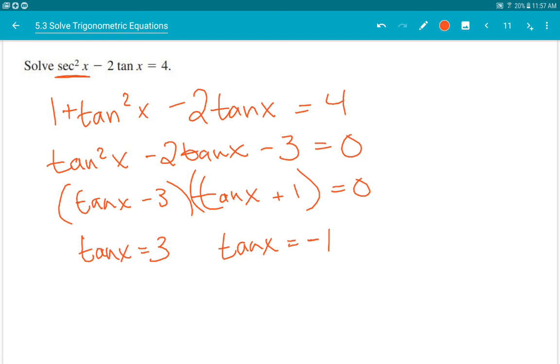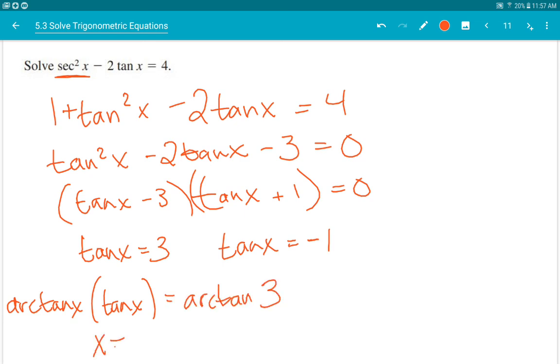Okay, so we are looking for these two function values. So the first thing is that tangent doesn't really have an angle that is equal to 3. Okay, that's not really a nice one to work with, but we can actually go ahead and just apply the inverse properties, right? So what's the inverse of tangent? Is arctangent. So arctangent of tangent of x is equal to the arctangent of 3. So x here is just going to be equal to the arctangent of 3.